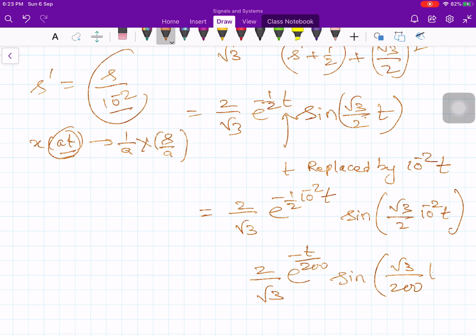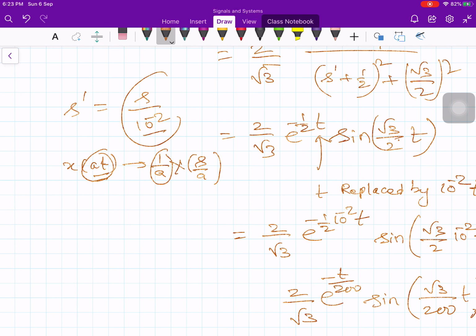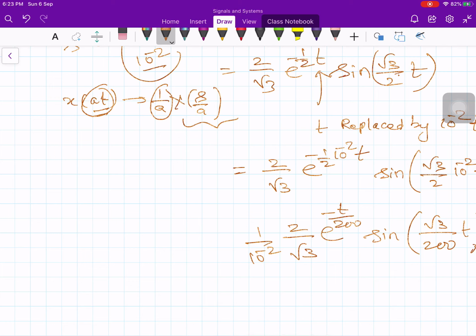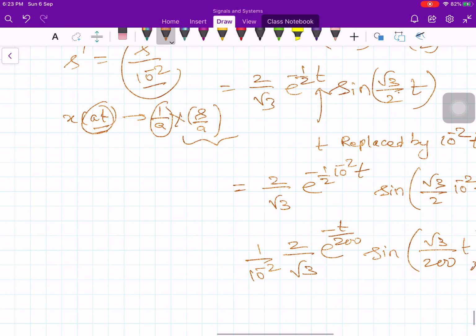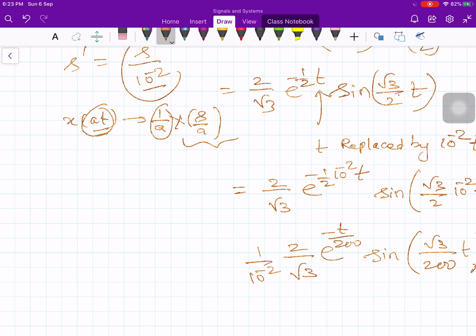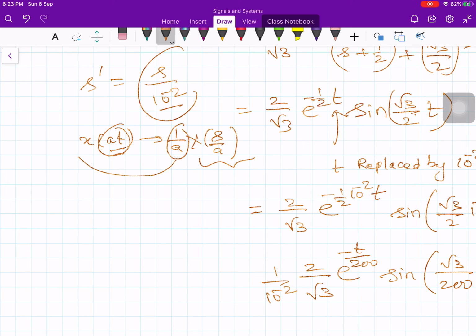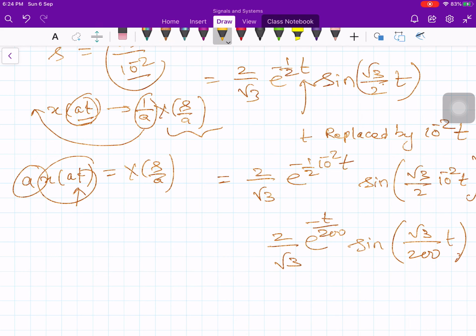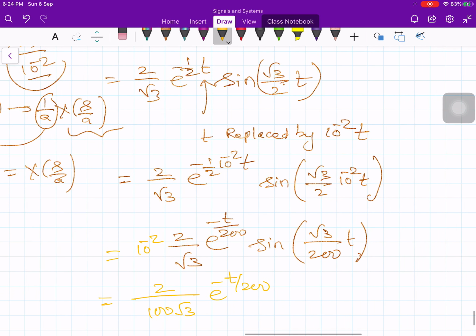Now one more factor we did not include, 1 by a. So the whole thing will be multiplied by 1 by a, so 1 by 10 to the power of minus 2. Is it 1 by a x of a t? Yes. I'm sorry, in the transform domain it is 1 by a. If you bring it back to the time domain, it comes to the numerator. Therefore a times x of a t corresponds to x of s by a. So you replace t by a t and the whole thing is multiplied by a. Therefore the whole thing will be multiplied by 10 to the minus 2. So 2 divided by 100 root 3, e to the minus t by 200, sine of root 3 by 200 times t.